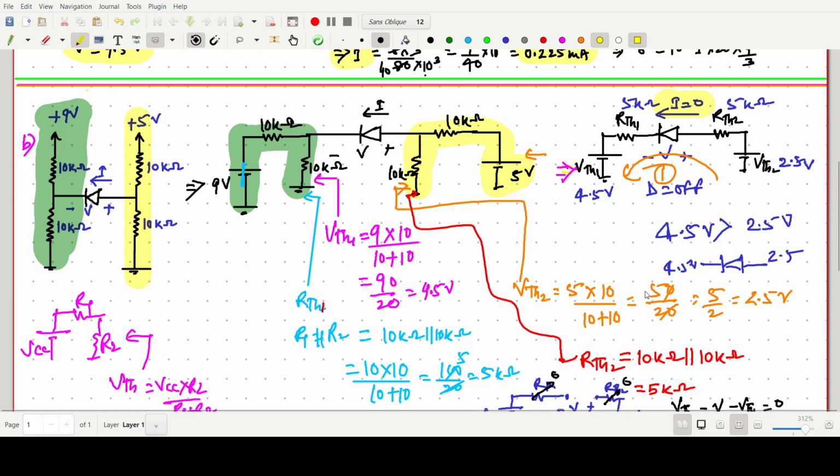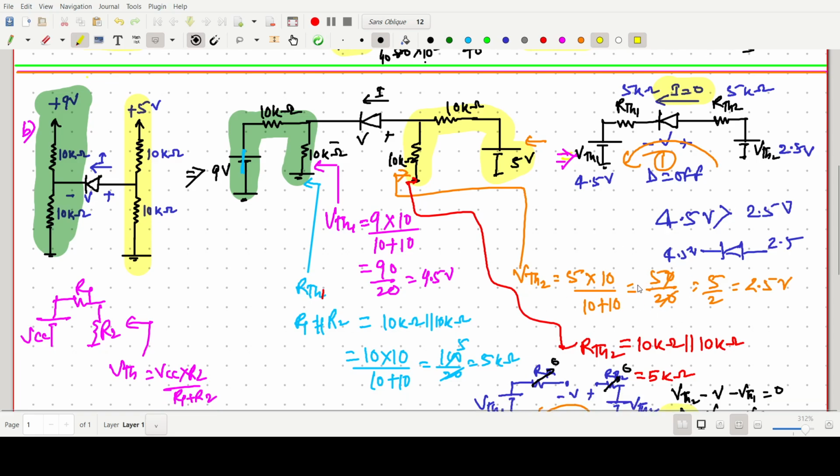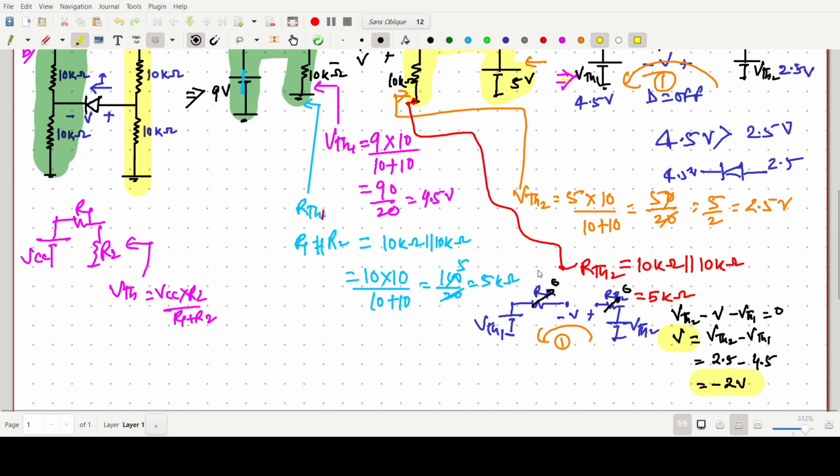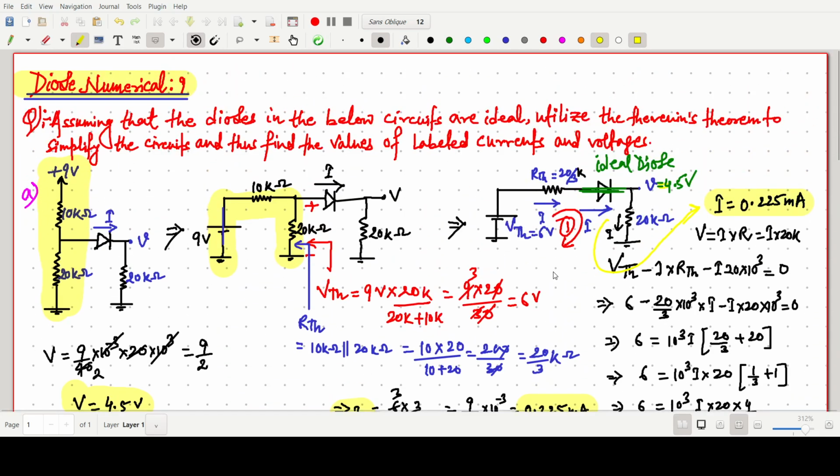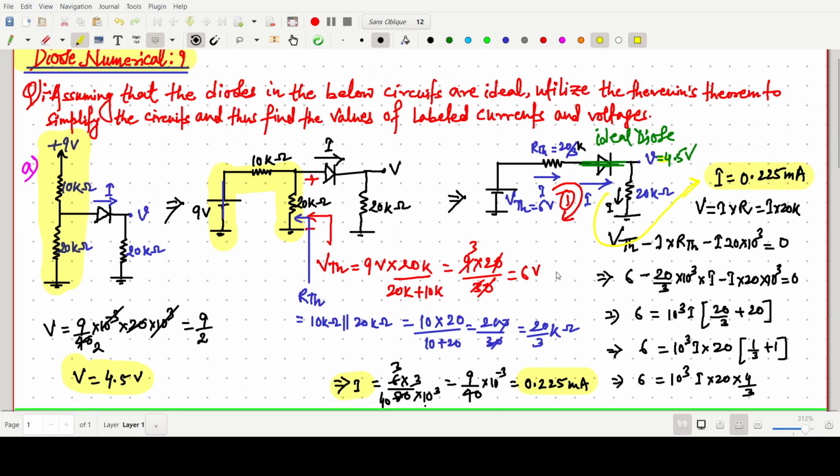So this is all about this question. We have to be very careful about this simple network concept of Thevenin. It is clearly mentioned that we have to do this problem with the help of Thevenin theorem. So this is all about this circuit.